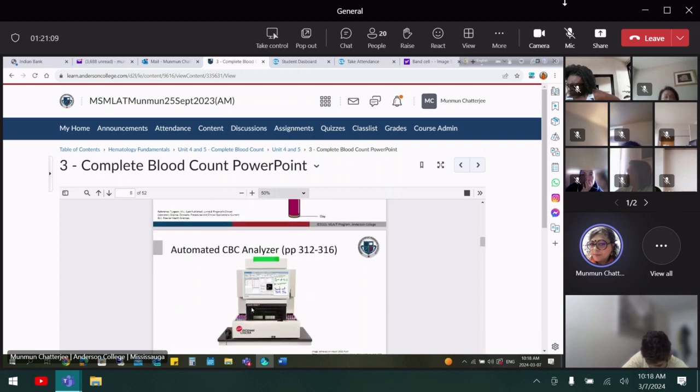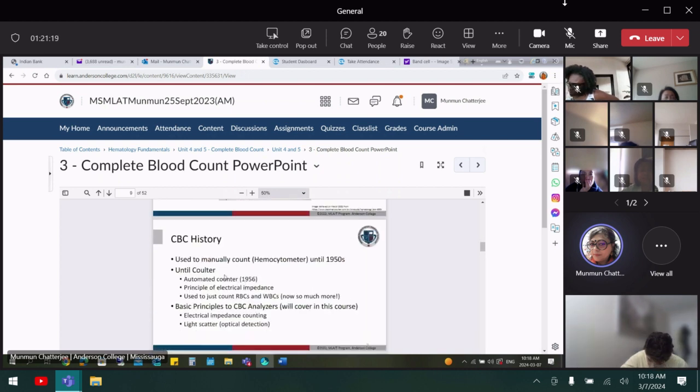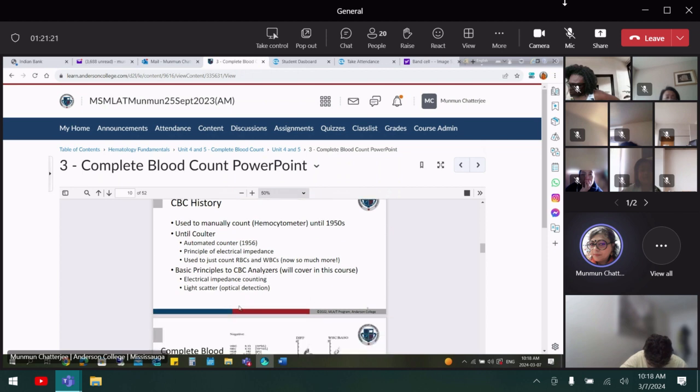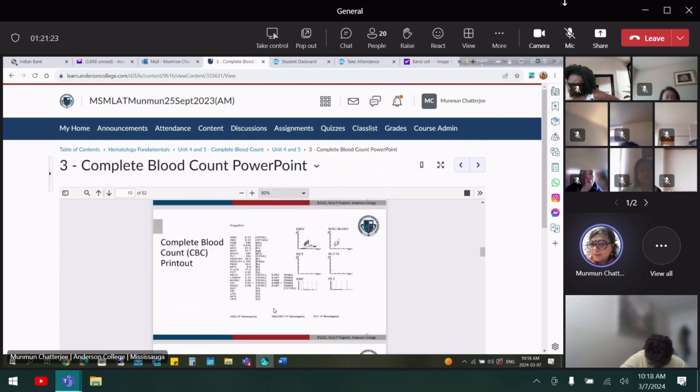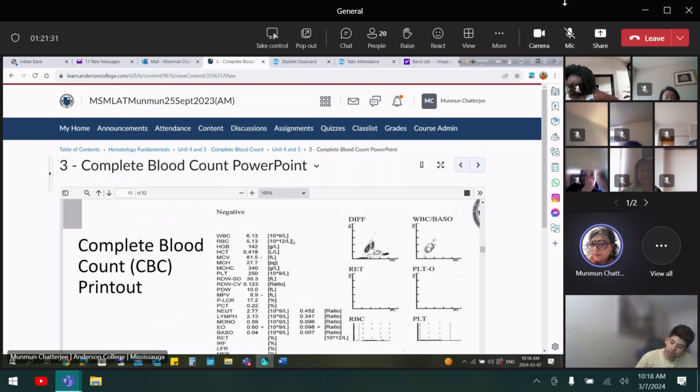Okay, now we are coming to the automated CBC analyzer. Excuse me, I never used the automated analyzer, so I am going to learn with you guys. CBC history, it doesn't need that. Who invented it or something? Complete blood count. Oh my God. So let's see what the components in the complete blood count are and what the range is.